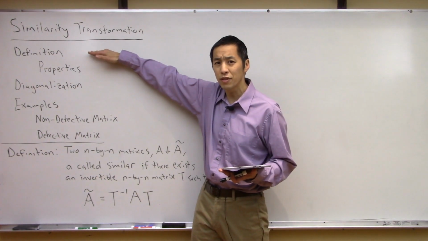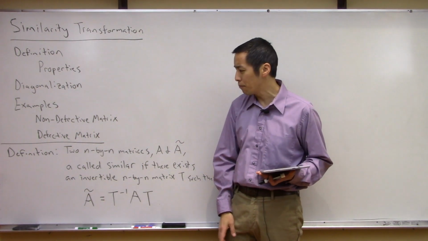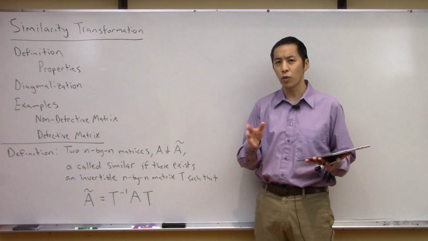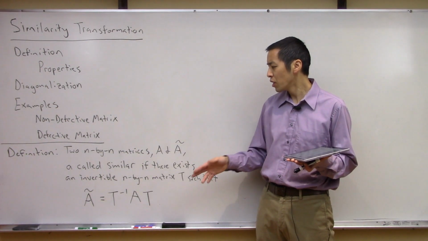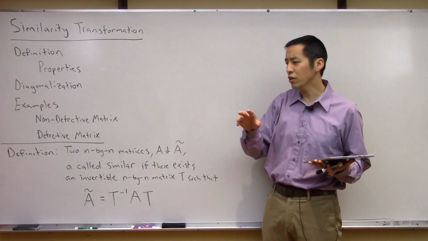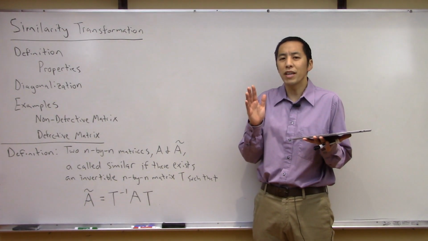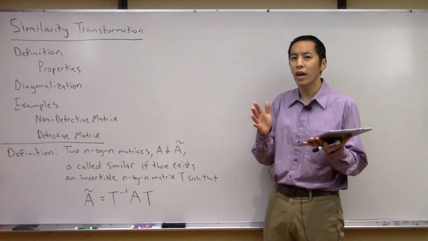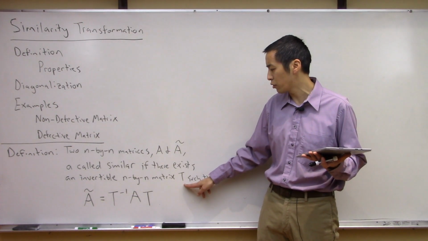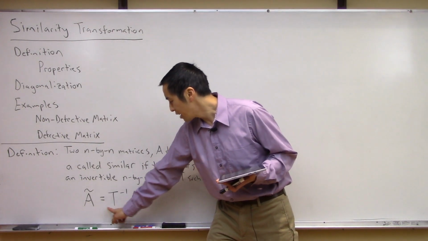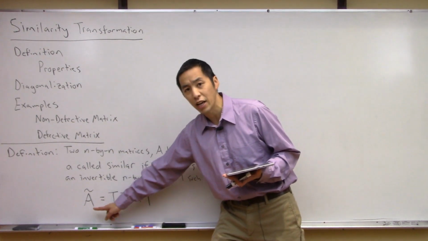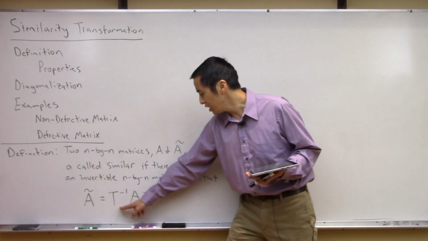So what's the definition of a similarity transformation? It's actually really simple. If you have two square matrices, square meaning they're of dimension n by n, let's call these matrices A and A tilde. These two matrices are called similar if there exists an invertible square n by n matrix, let's call this matrix T for transformation or similarity transformation matrix, such that you can take A, left multiply by T inverse, right multiply by T, and you get A tilde. In other words, A tilde is equal to T inverse A T.